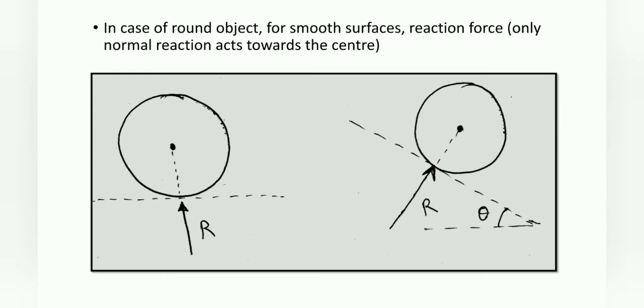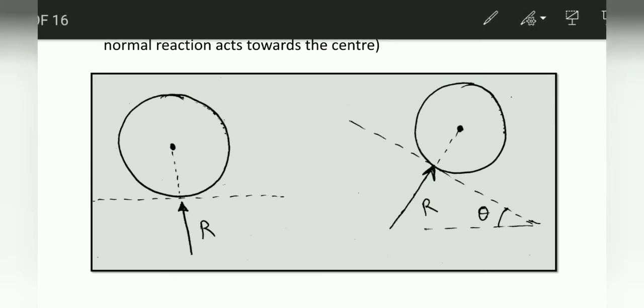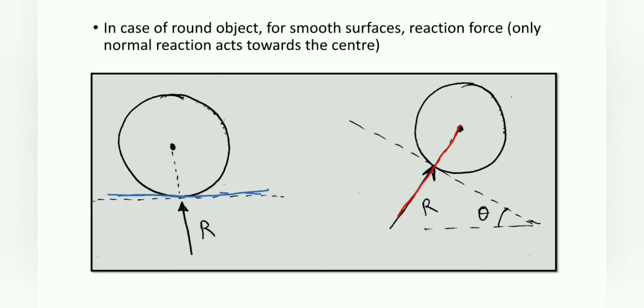In case of round objects on smooth surfaces, only the normal reaction acts, no friction, and it acts towards the center. It will be in line with the center. Why? It is very simple. See the ground, I have shown the ground with dotted lines. The ground is like the tangent and this is the normal, and the normal passes through the center. So the normal reaction will also pass through the center. This is just a geometric property. Nothing so special in this, but students get confused sometimes, so I have covered it.